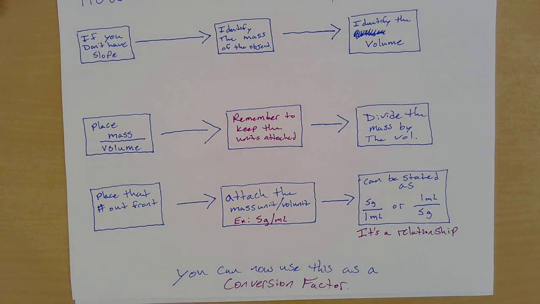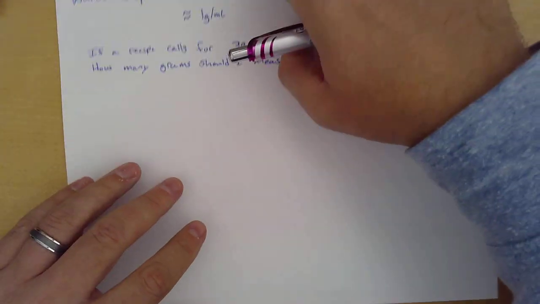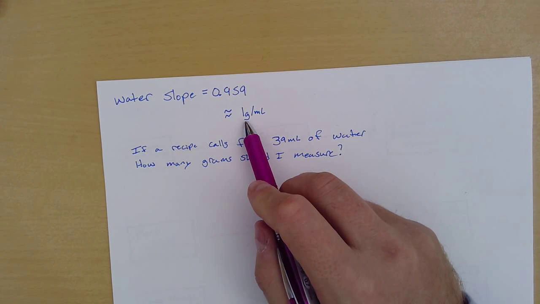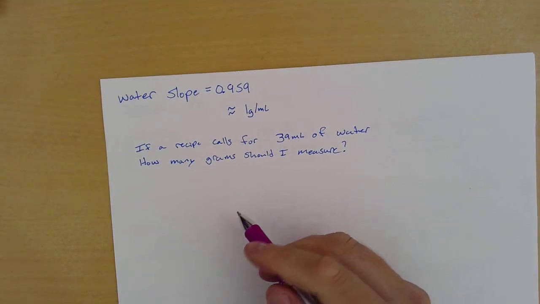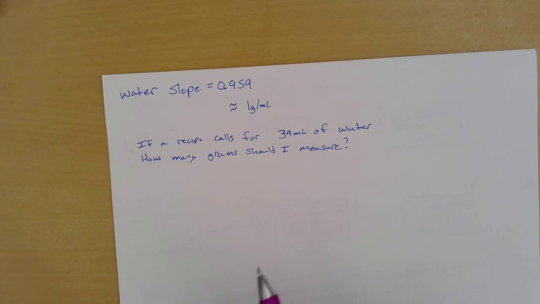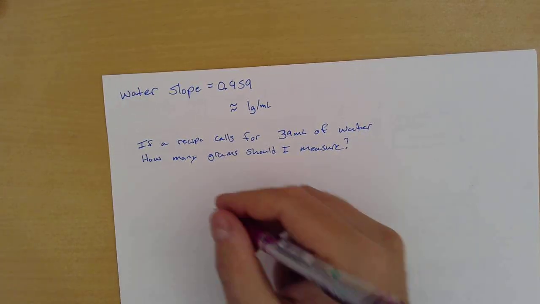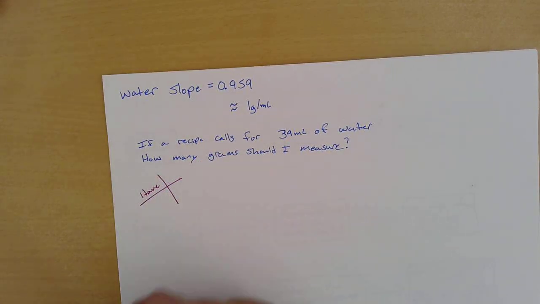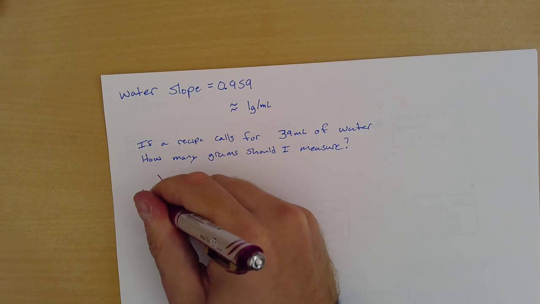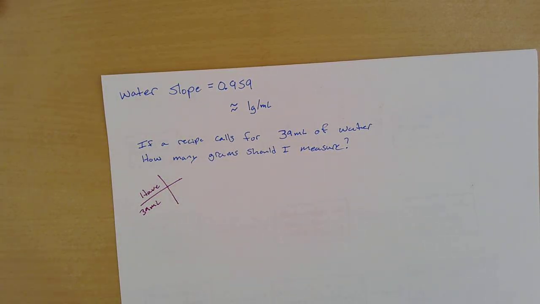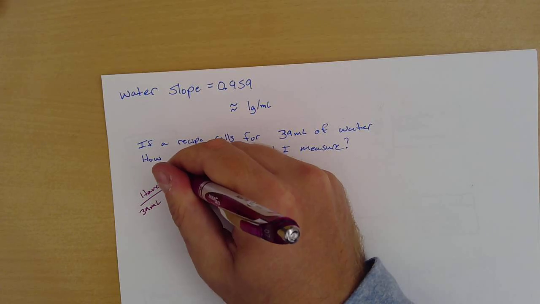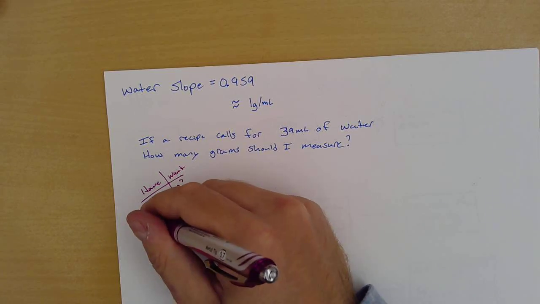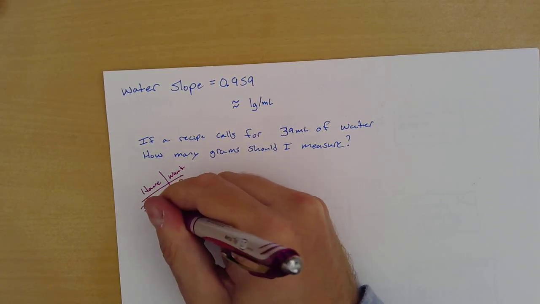Let's do our first one for water. Now, water, I'm going to tell you, the slope that we found was that 0.59, but it's approximately 1. So 1 gram per milliliter. So let's look at this. If a recipe calls for 39 milliliters of water, that's what I have. So I have 39 milliliters, and how many grams should I measure? So my want category over here is grams. And I also have density. So I have 1 gram per milliliter for water.